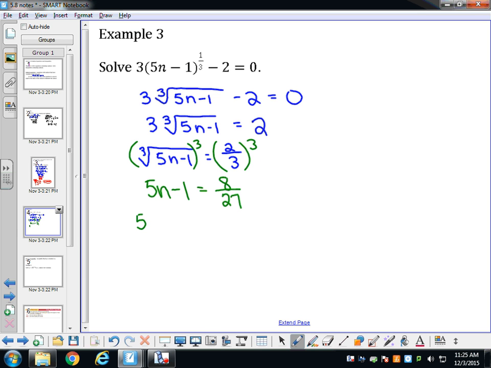So I get that 5n equals 35/27, which gives me that n equals 7/27.